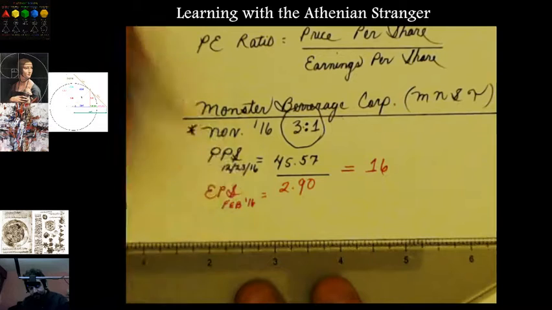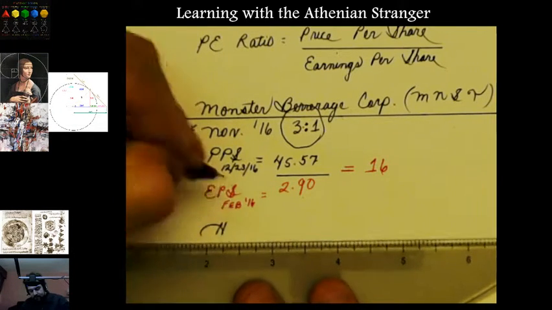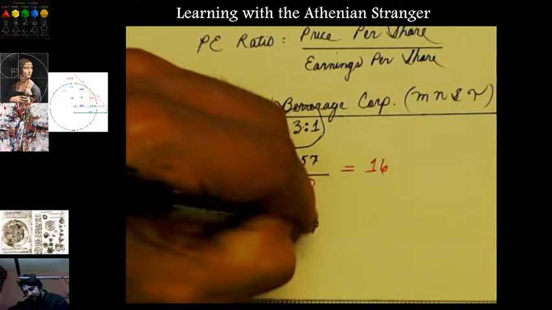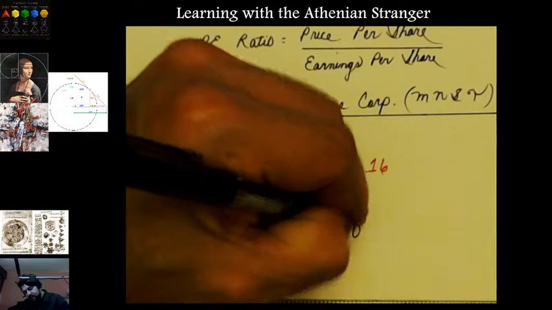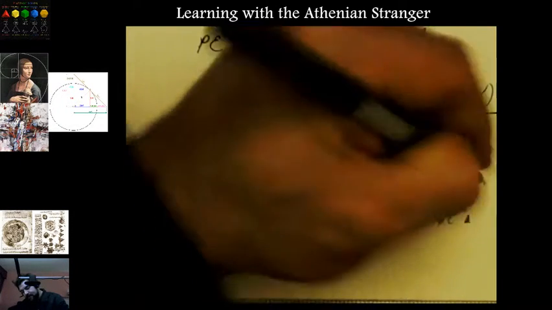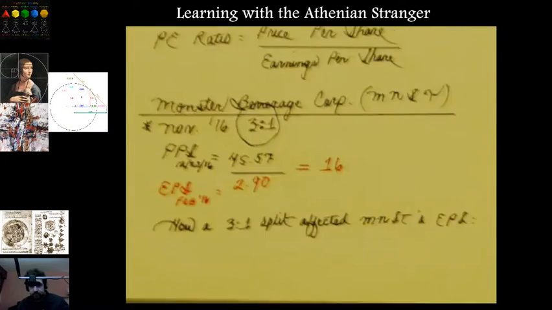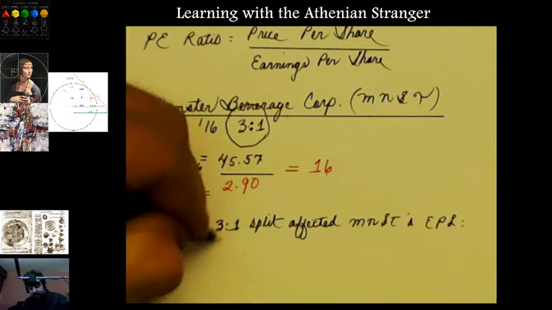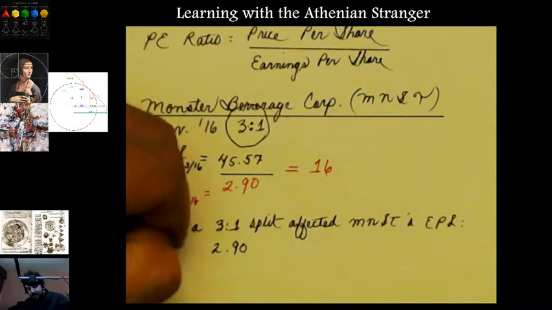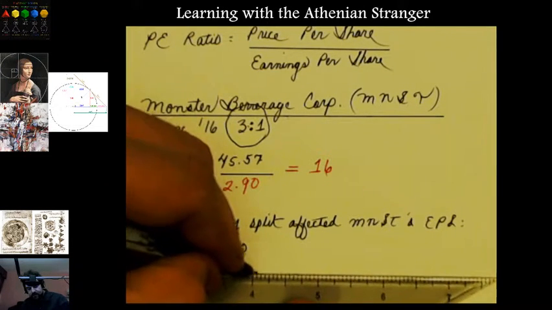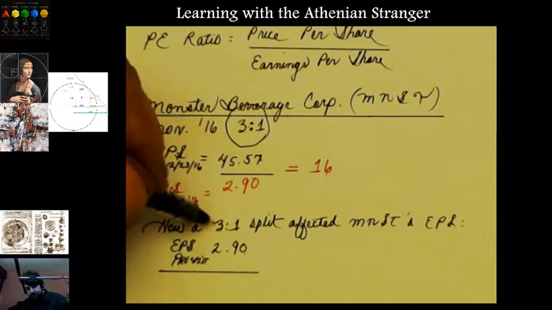Here's how the 3-for-1 split affected the earnings per share for Monster stock. We take 2.90, this is the EPS. We'll call this the pre-split EPS. And then you divide that by the split factor of 3.